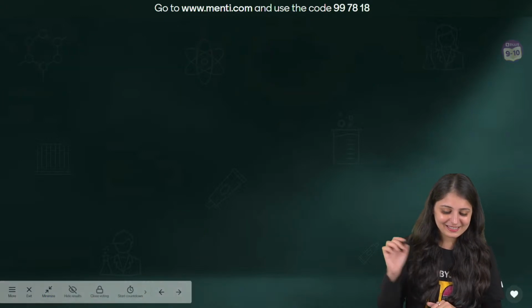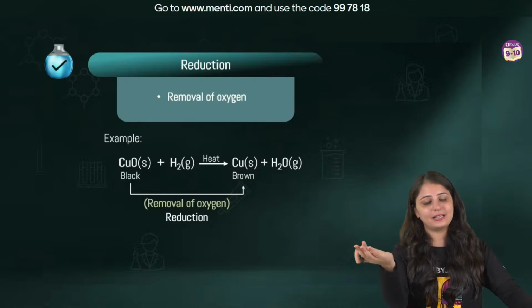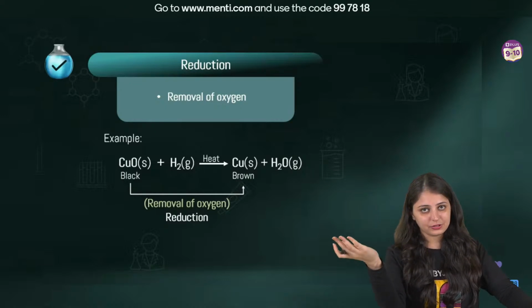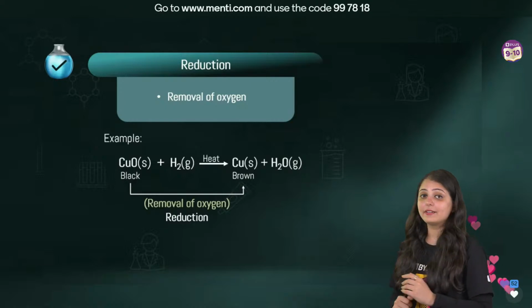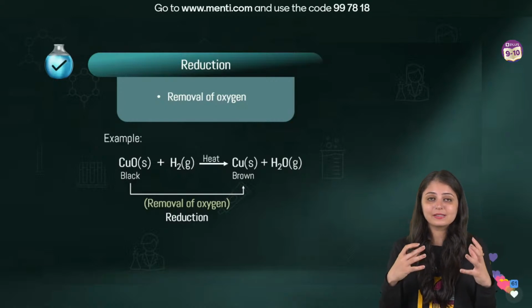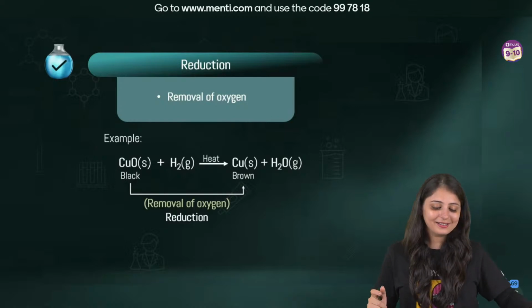All right. Let's move on and see. Over here, reduction, as I was telling you, is removal of oxygen or addition of hydrogen. That is reduction. You can clearly see, you've got copper oxide reacting with hydrogen to form copper and H2O. So copper is being formed from copper oxide. Oxygen is being removed. That means it's undergoing reduction.